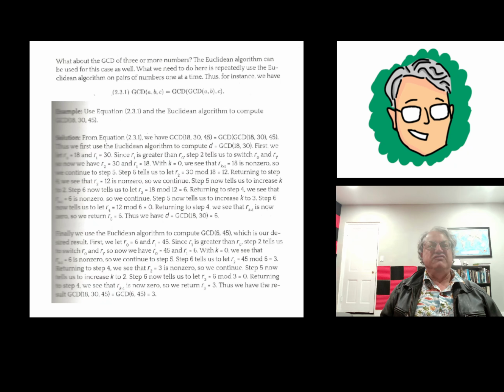So we could do the GCD of 18 and 30 first. I'm not going to go through all the steps; you can do the steps yourself. You'll find that the GCD of 18 and 30 is 6. So now we're left with the GCD of 6 and 45. I might as well go through the steps with that one. You divide 45 by 6, and that gives you a quotient of 7 and a remainder of 3. Then you divide 6 by 3. That gives you a quotient of 2 and a remainder of 0. So the last non-zero remainder you had was 3. Therefore, the GCD of 18, 30, and 45 is 3. Pretty simple.